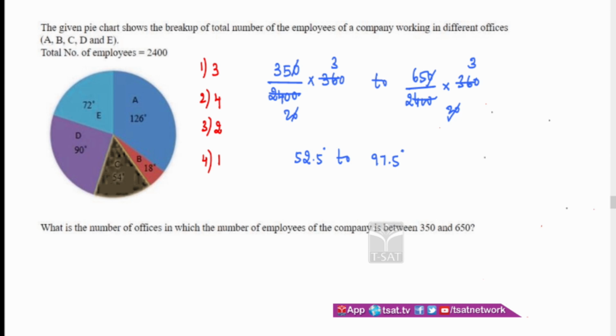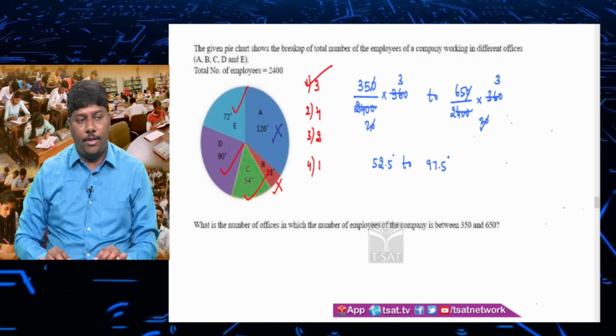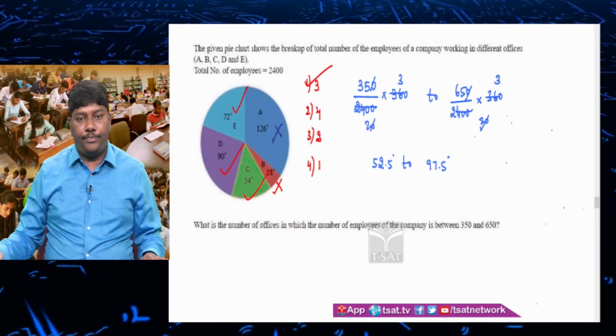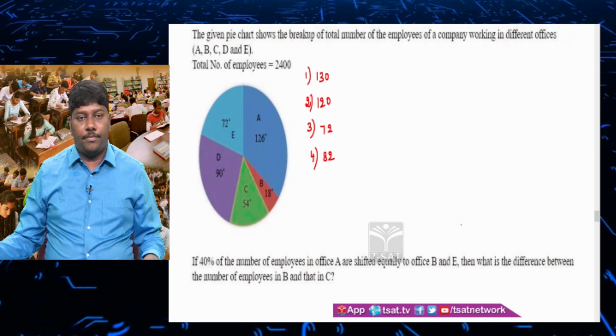Now look at how many offices, how many companies have in between 52.5 to 97.5. A is not in between, therefore A is not applicable. B is not in between. C is yes in between, 54, right? So 90 is also in between, E is also in between. So the answer is there are 3 companies which are in between 350 to 650. Rather than converting the companies into values, convert the values given into degrees so that it will be easy for us to do it.